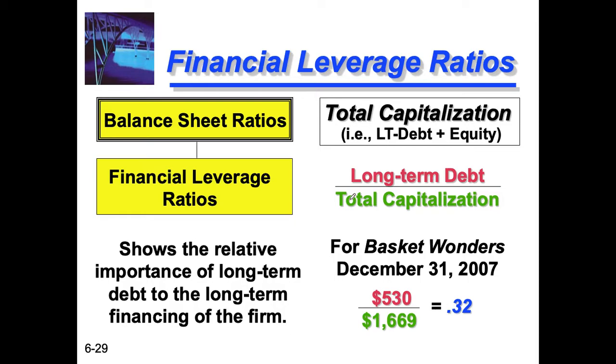For the financial leverage ratio, we also use this formula. It shows the relative importance of long-term debt to the long-term financing of the firm. The formula is long-term debt per total capitalization. And total capitalization is long-term debt plus equity.